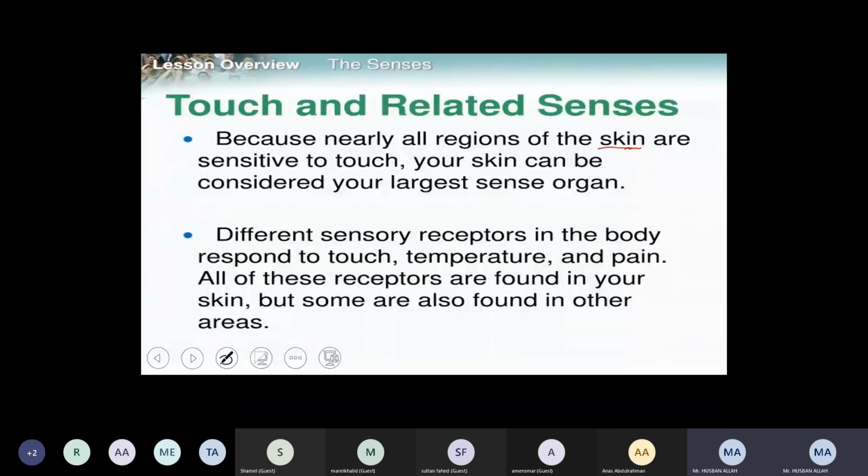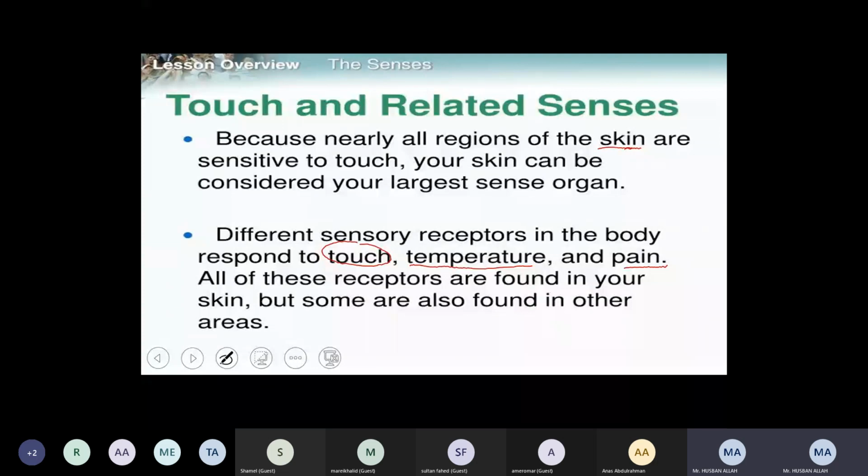If you look throughout the body, it will respond in the case of what? It will respond in the case of touch, and after touch, either temperature or pain. Or it will respond to other sources like light, like for vision, like for taste. It can be different.